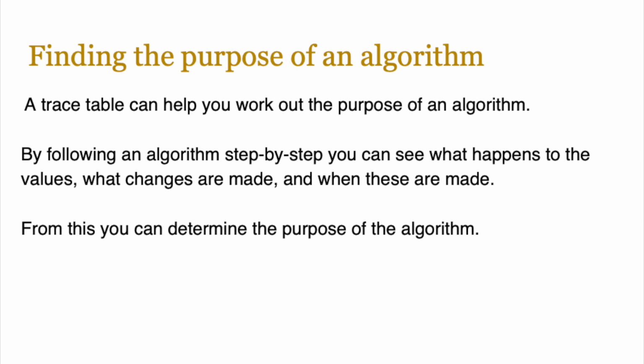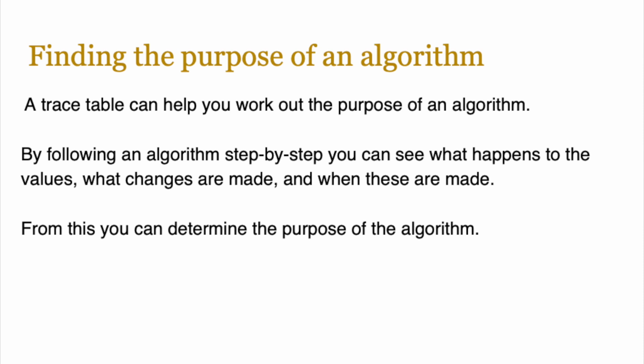I'll give an example. If I have an algorithm that says input number one, input number two, total equals number one plus number two, output total. That's fairly easy to work out the purpose. It's just adding two numbers and outputting the result. But when you have a significant number of steps, loops, selections, it becomes quite tricky. So a trace table comes in handy here.